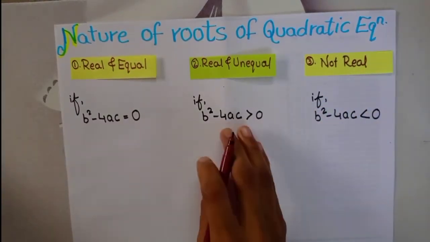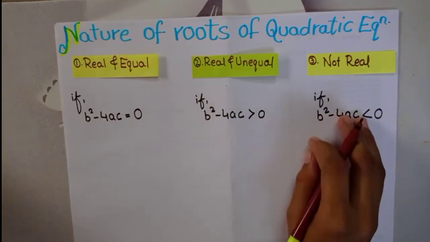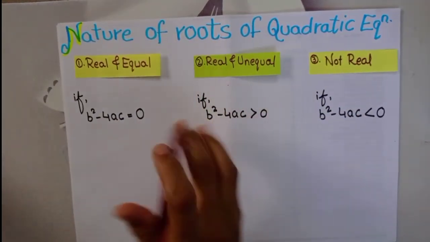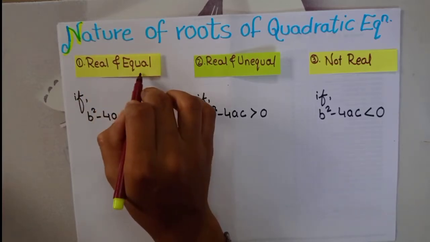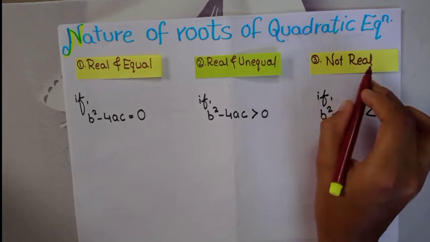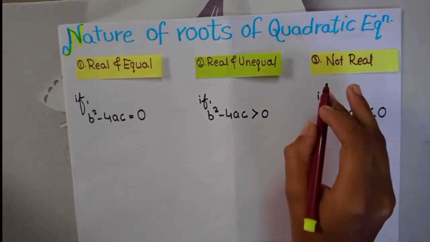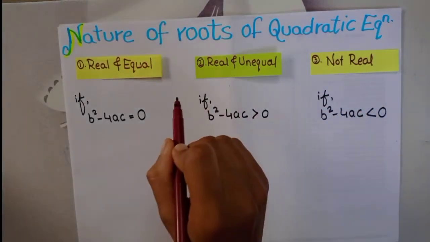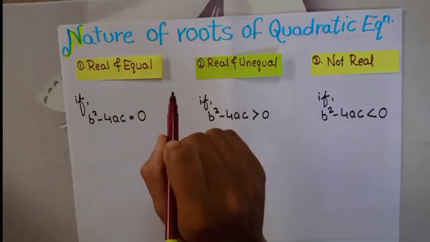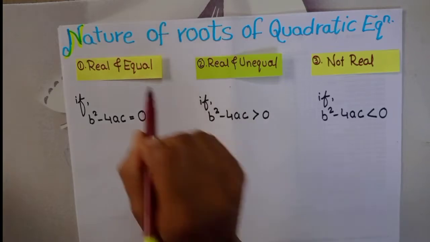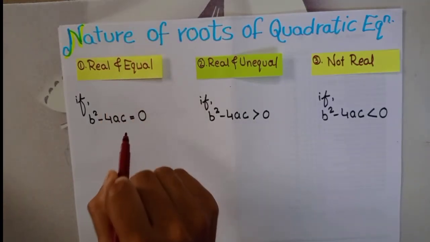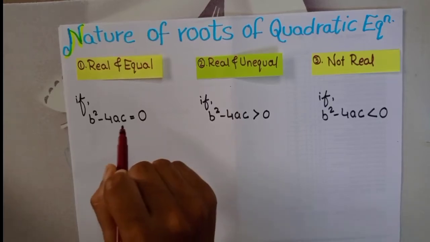There are three different natures of the roots of a quadratic equation. First is real and equal, second is real and unequal, third is not real. The conditions applied for those natures of roots of a quadratic equation are as follows.